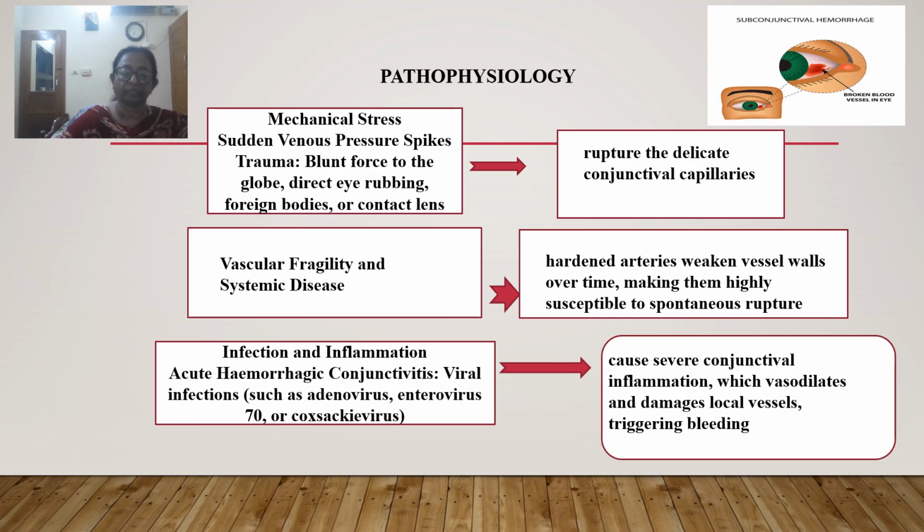Pathophysiology. Let's see the pathophysiology of these causative factors. Mechanical stress will lead to rupture of delicate conjunctival capillaries. Vascular fragility and systemic diseases will lead to hardened arteries that weaken the blood vessels over time, making them highly susceptible to spontaneous rupture and bleeding. Then infection and inflammation: acute hemorrhagic conjunctivitis or viral infections such as adenovirus, enterovirus or Coxsackie virus cause severe conjunctival inflammation, which vasodilates and damages the local blood vessels, triggering conjunctival bleeding.